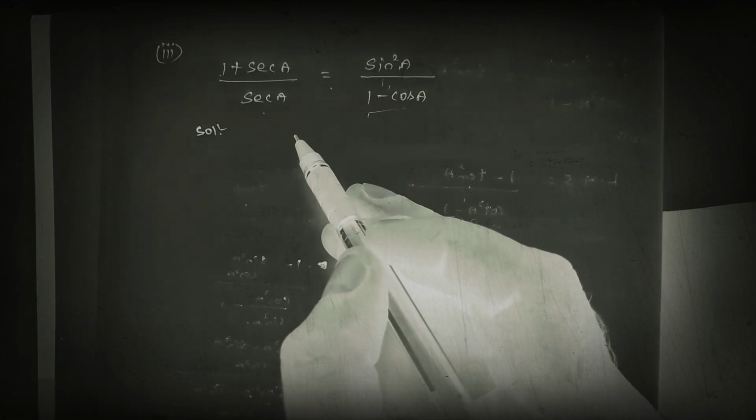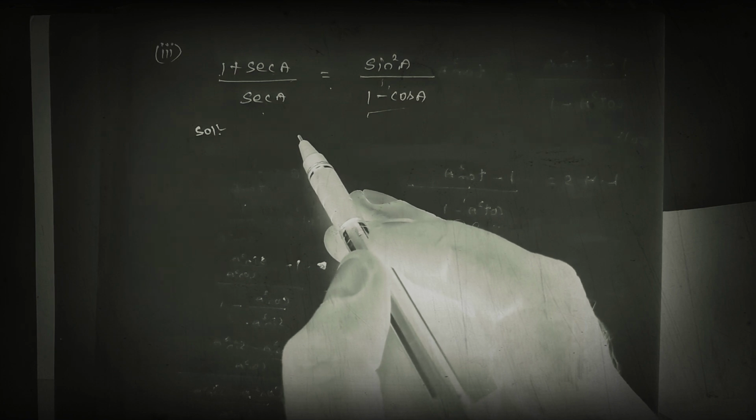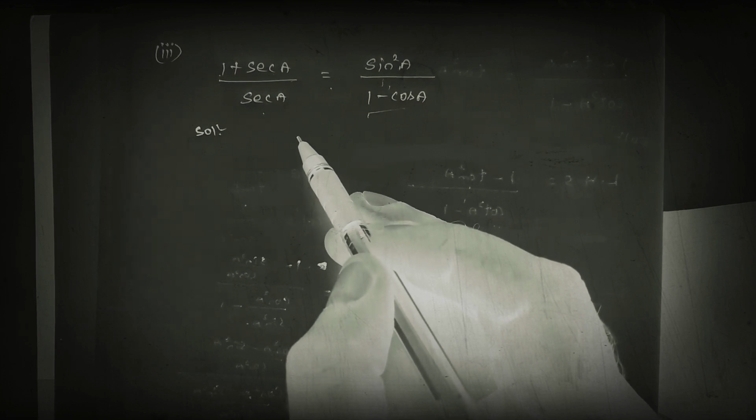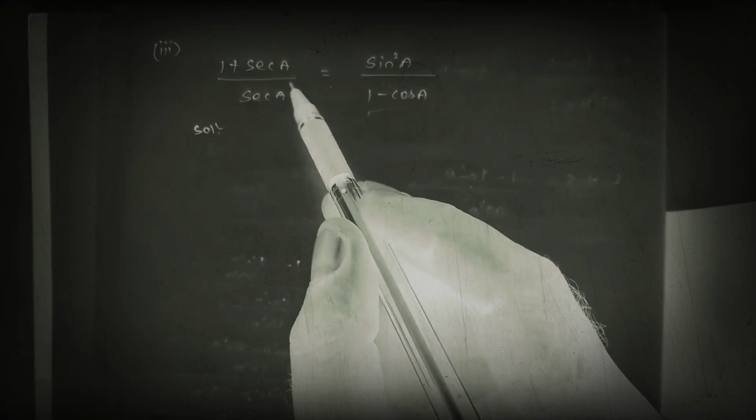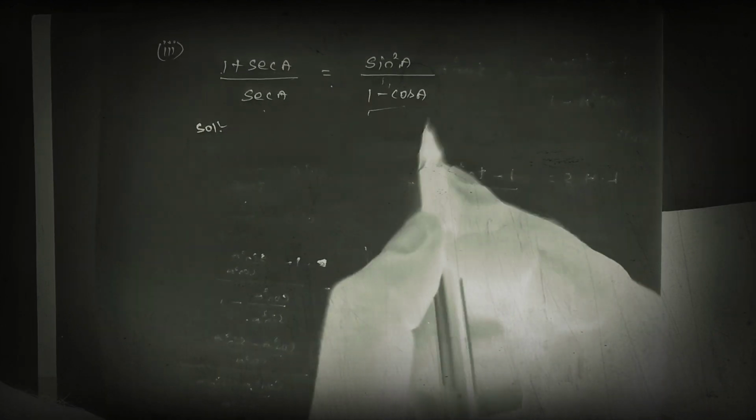And sometimes we can't bring the LHS equal to the RHS or the RHS equal to the LHS. What we want to do then is solve the LHS separately and the RHS separately, and both should be equal.